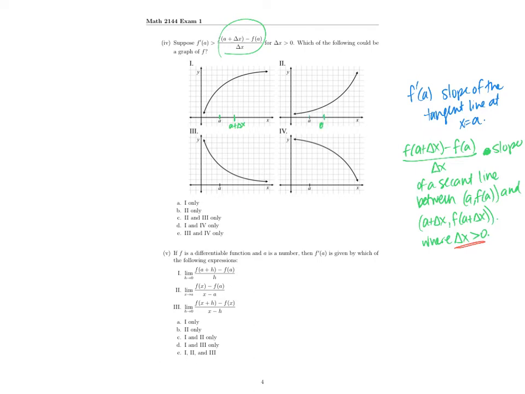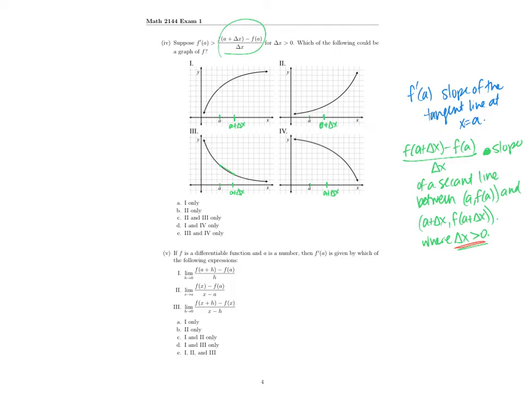I'm just scooting over a little bit. And then this is A, and this is A plus delta x. So we're scooting to the right, and so that delta x being positive tells me that I'm looking to the right of that. So let's sketch in all of these secant lines and look at their slopes. So here is the secant line between those two, like that.